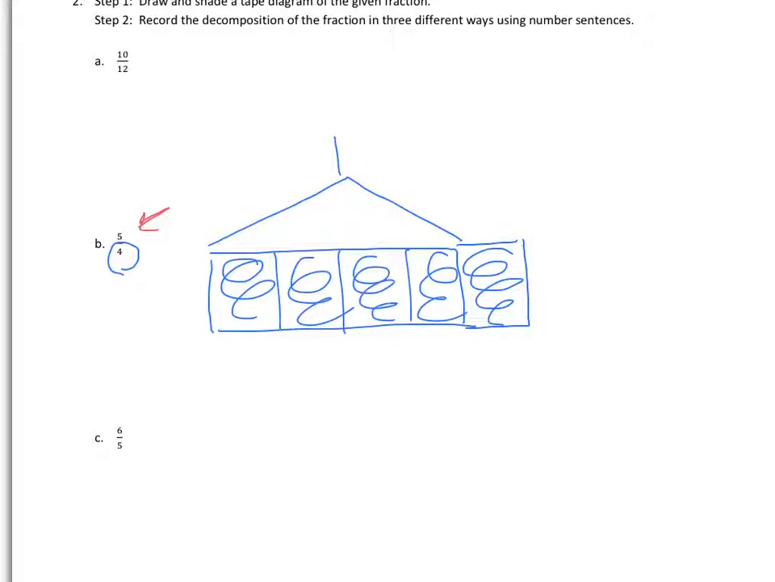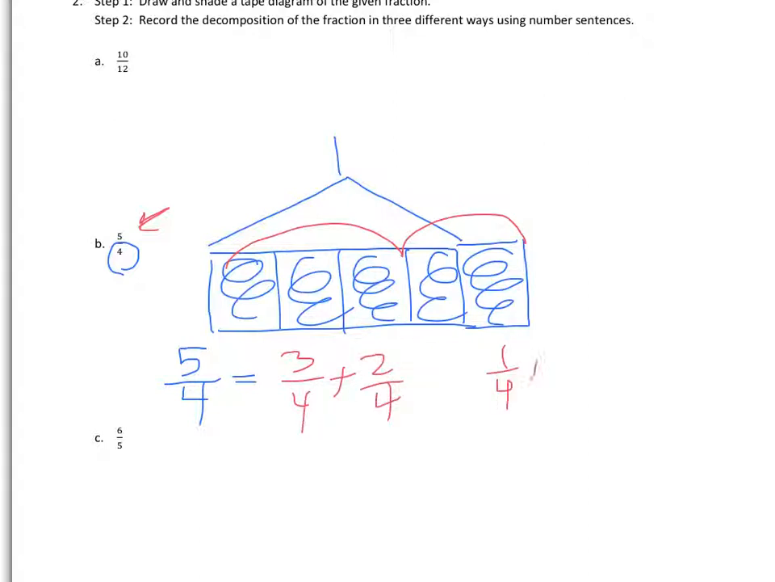So the decomposition happens the same way. 5/4, I can combine these in a way that makes sense for a number model. So I could say 3/4 plus 2/4. That's what I just showed there. They could do 1/4 plus 1/4 plus 1/4 plus 1/4 plus 1/4. They can do a variety of ways to show the fraction decomposed.